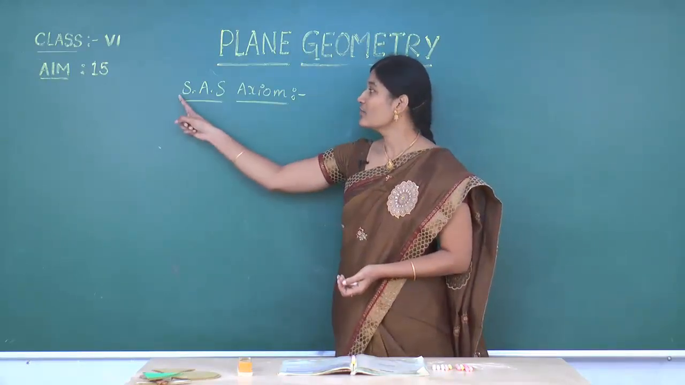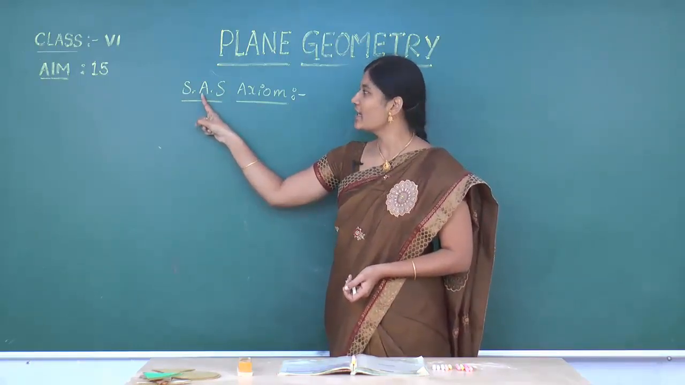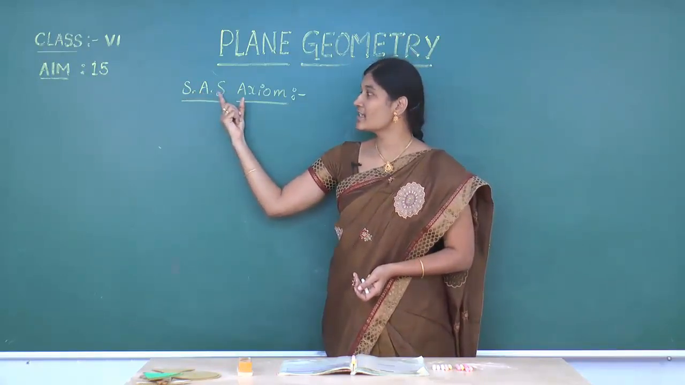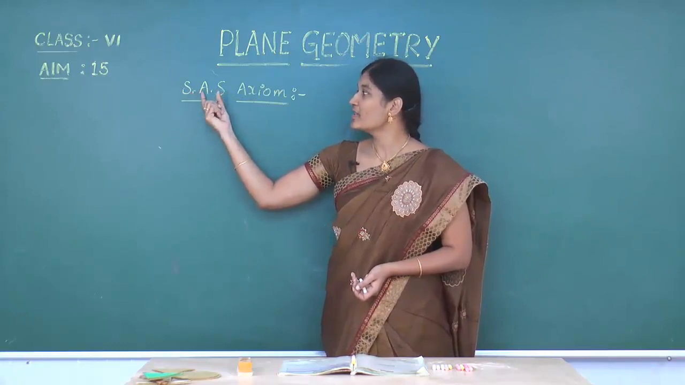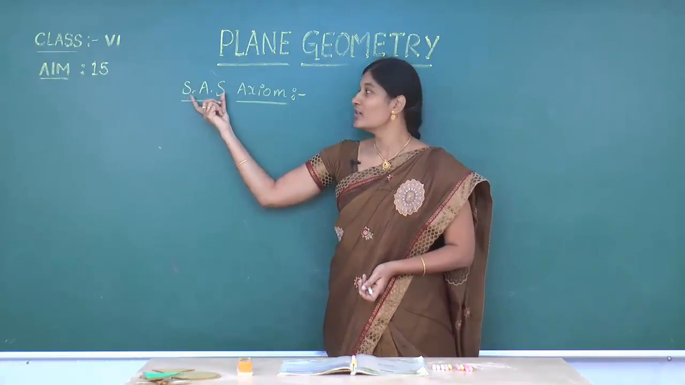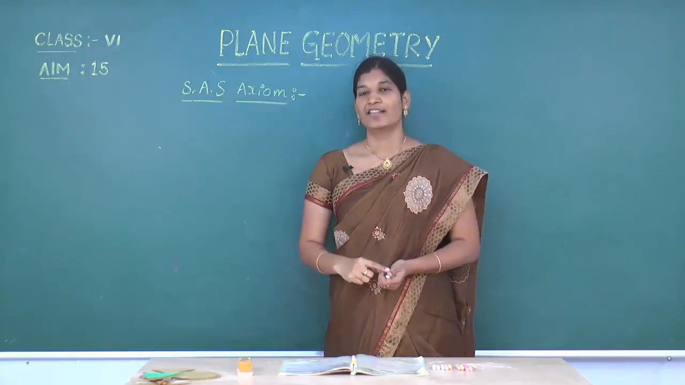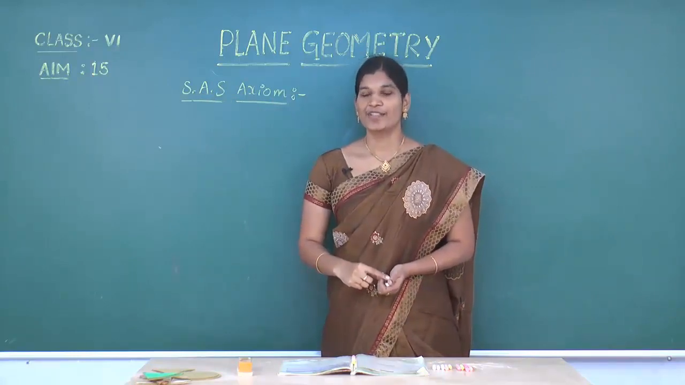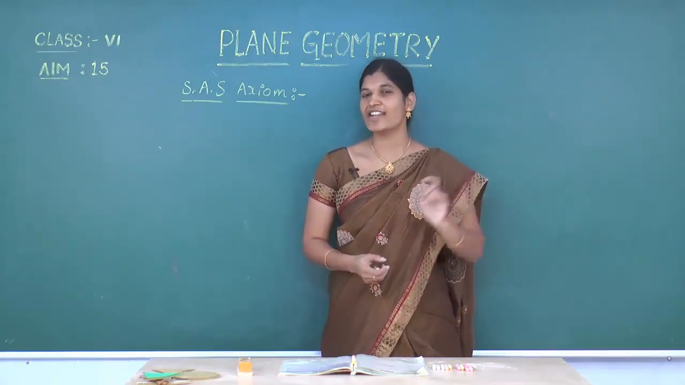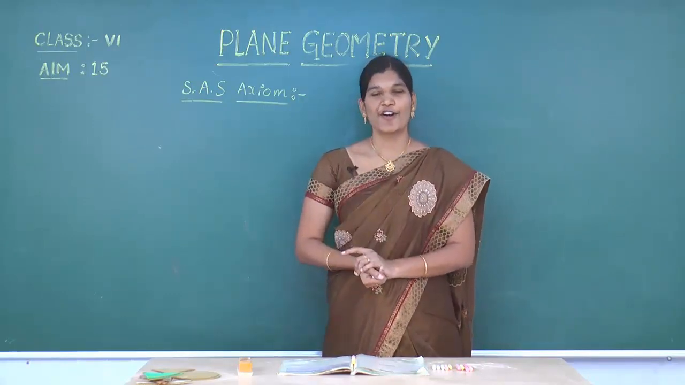Here, see, two sides and included angle. Here S stands for side and A stands for angle. How many sides will there be? Two. SAS. Here the angle is between these two sides. So we can give the definition of this axiom: two sides and included angle of one triangle are equal to the corresponding two sides and included angle of another triangle respectively. Then we can say those two triangles are congruent.